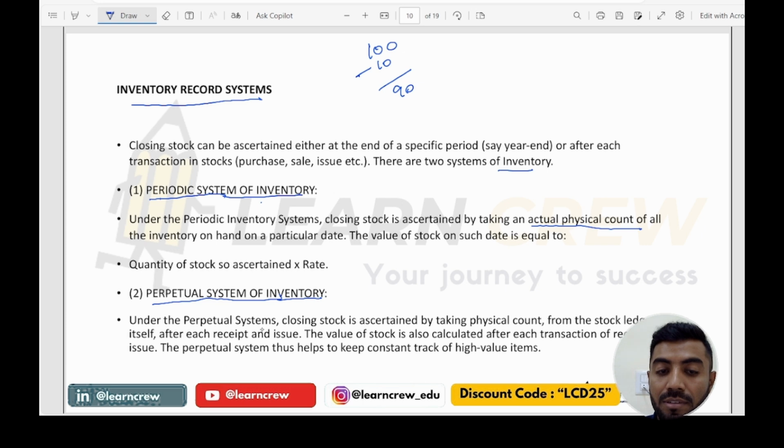So under the perpetual system, closing stock is ascertained from the stock ledger, after each receipt and issue. Each receipt and issue is considered. The value of stock is also calculated after each transaction of receipt or issue. The perpetual system thus helps to keep constant track of high value items.